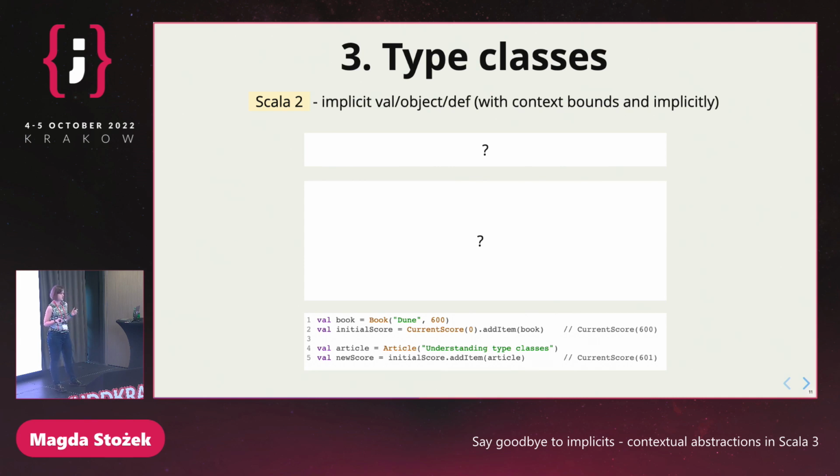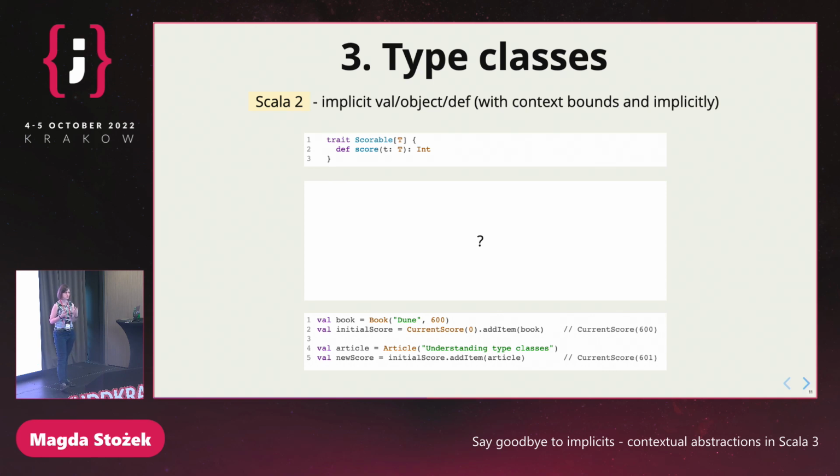Well, if only book and article had a common parent, then I could add a method to the parent, and each of the types could have its own implementation of the scoring method. Unfortunately, these are two totally unrelated types. So what can we do? And this is where type classes come in. This is what's called ad hoc polymorphism. This is a way to add behavior to unrelated types.